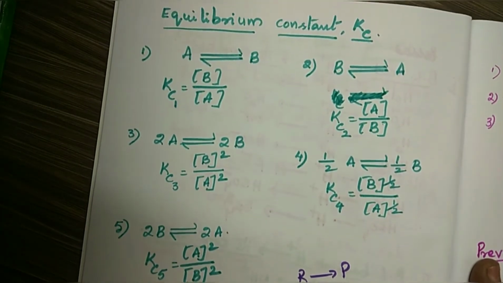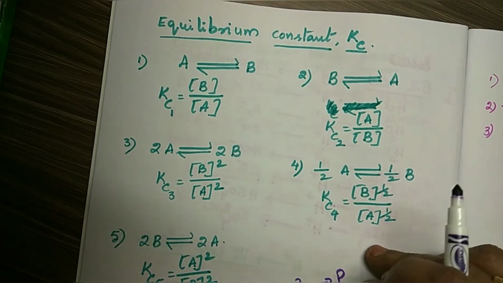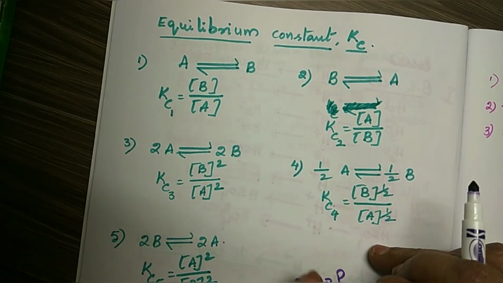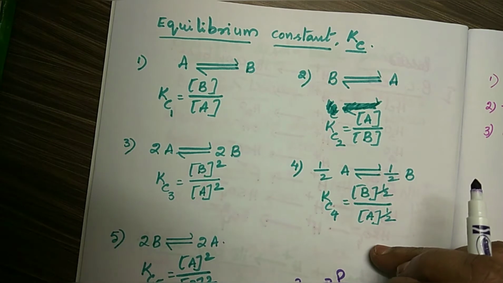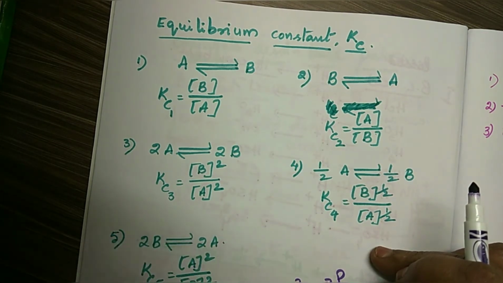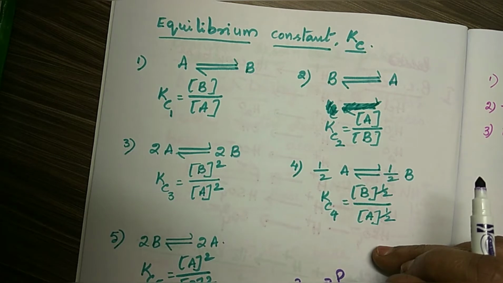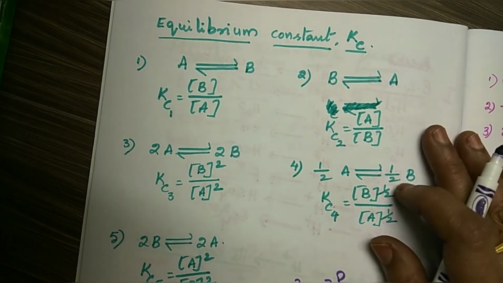Now let us see, if we know Kc for a given reaction, how to calculate Kc for the reverse reaction, and if the concentrations are doubled or tripled, or if the concentrations are halved, then how to calculate the equilibrium constant in an easy manner. Let us see here.